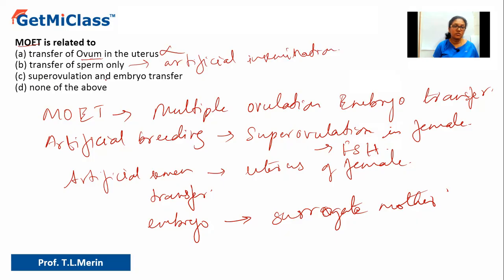Now, option C says superovulation and embryo transfer. Yes, that is there. Both of them are involved, superovulation as well as embryo transfer, as I have described. Option D says none of the above. So the best suitable answer is option C. So let us conclude the answer. The answer says option C, that is superovulation and embryo transfer. That is the major process there, including artificial insemination.